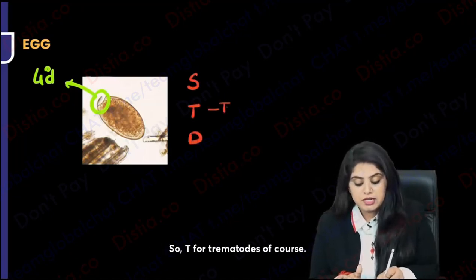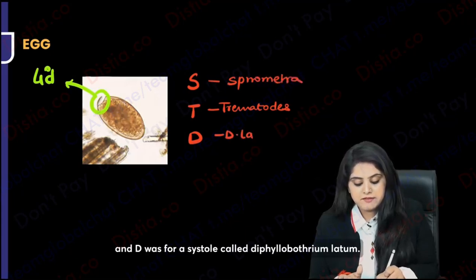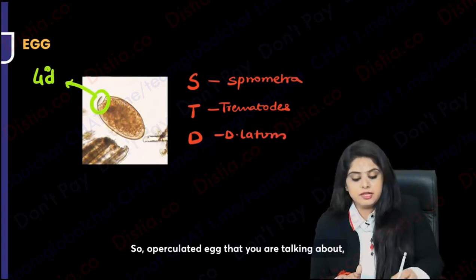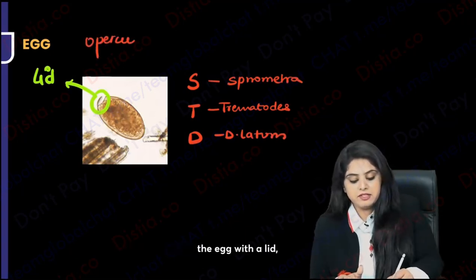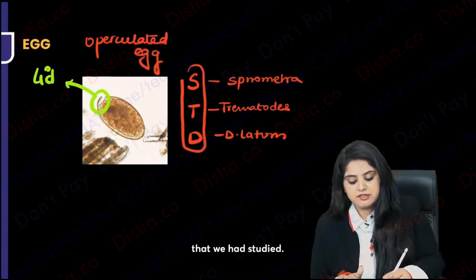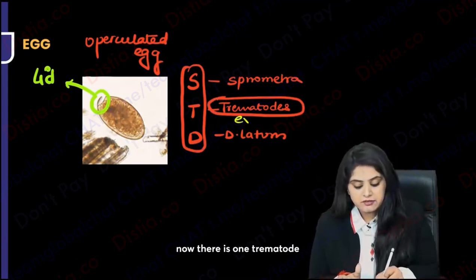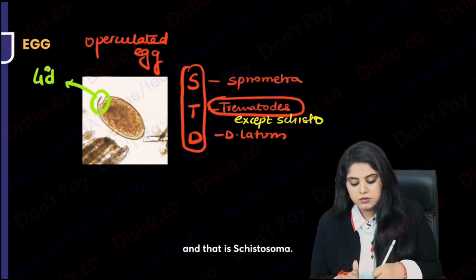So T is for trematodes, of course. What were the other ones? S was for which cestode? S was for Spirometra, and D was for a cestode called Diphyllobothrium latum. So the operculated egg that you're talking about, the egg with a lid, is going to be the STD mnemonic that we had studied. So it applies to the trematode family, but all trematodes except one. There's one trematode which always has to be the exception, and that is Schistosoma.